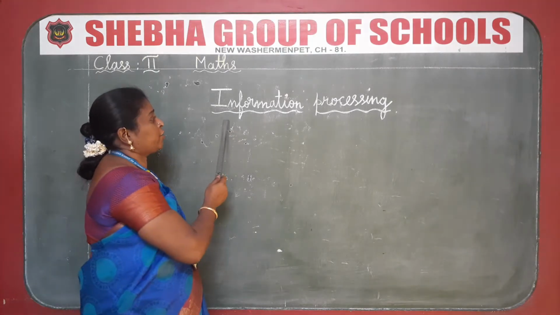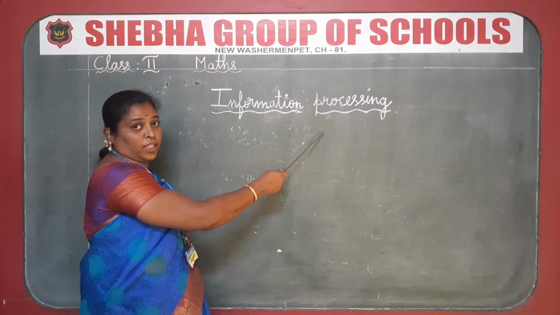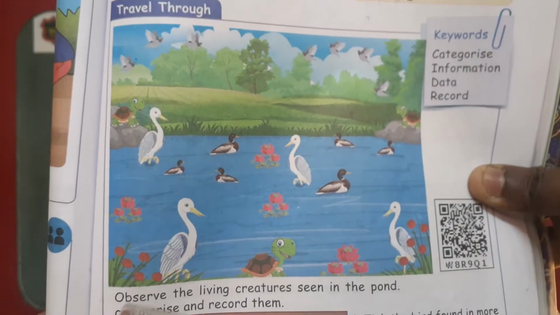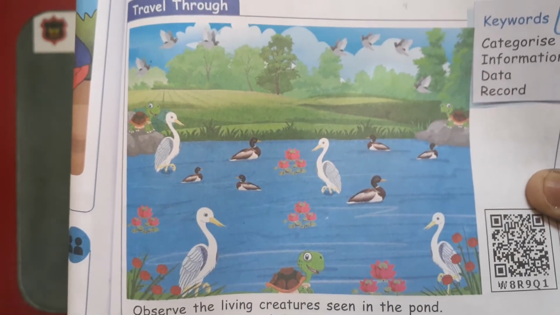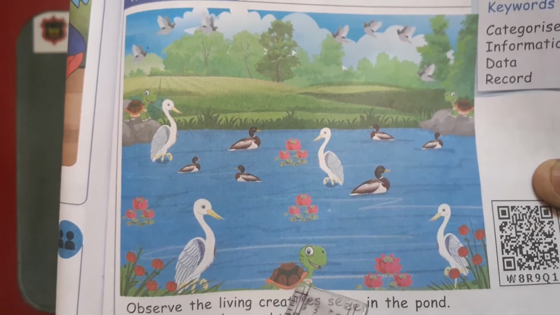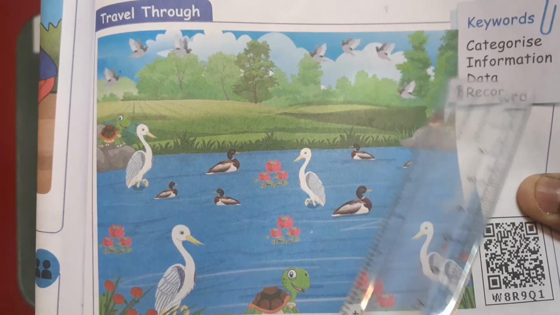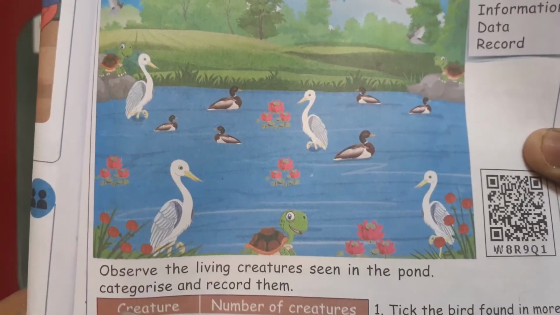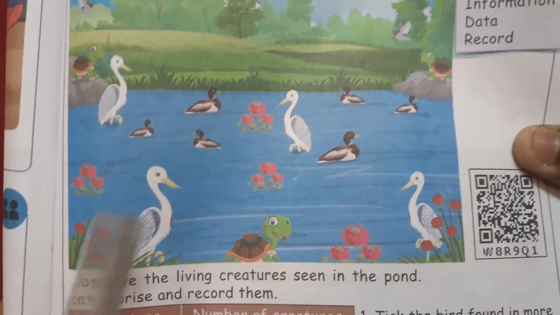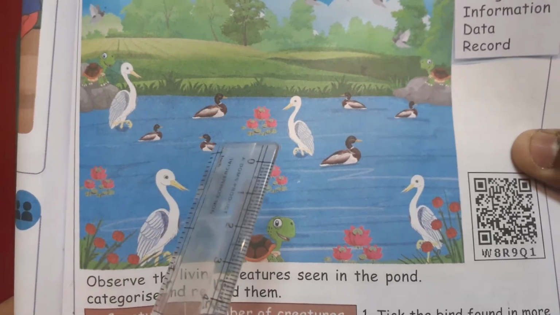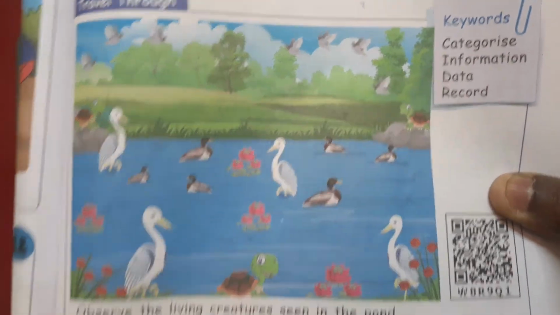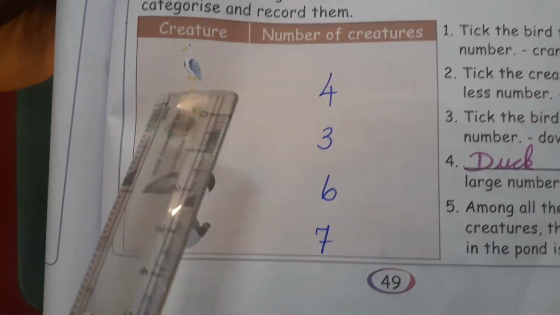Next, we are going to learn about information processing. Students, take page number 49. See the picture. Can you all see the picture? What are the living creatures seen in the pond? Crane, duck, turtle. The dove is flying in the sky. Observe the living creatures seen in the pond. What have you observed? Yes, you have observed crane, duck, turtle and the dove flying in the sky. Okay, students. Now let us write.